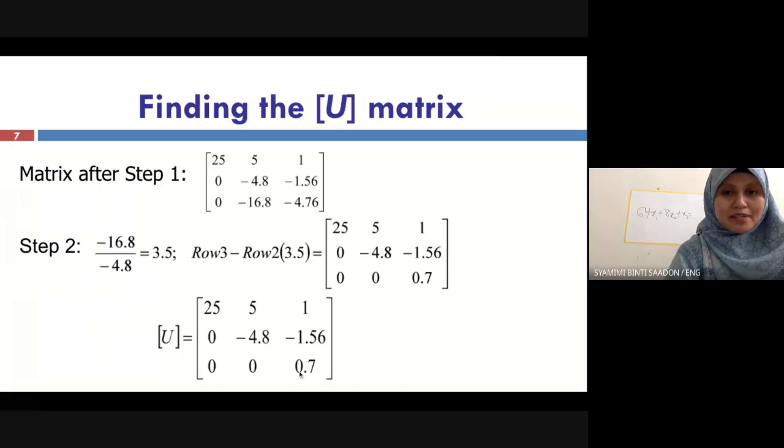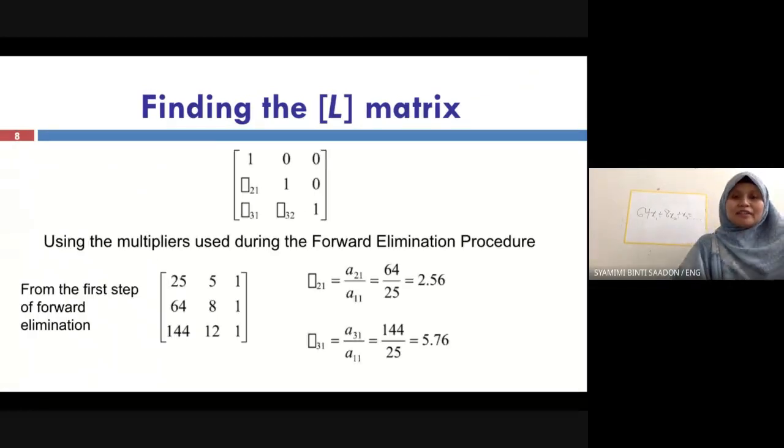So that is matrix U, and then matrix L. The definition of matrix L is like this: you have 1, 1, 1 in the diagonal, and you need to find these three values.